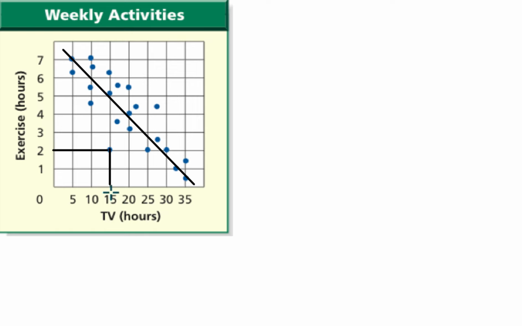Most others that were at 15 hours on the TV would exercise 5 hours, and most others that were exercising for 2 hours would have spent about 25 to 30 hours on the TV. So this person must have some other thing going on that occupies their time. As far as clusters and gaps, there's not really much there.